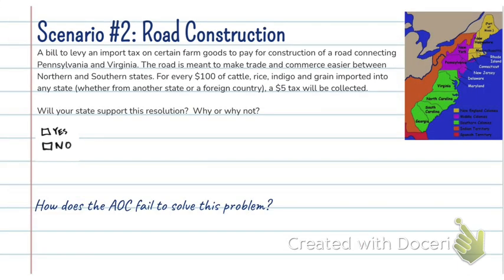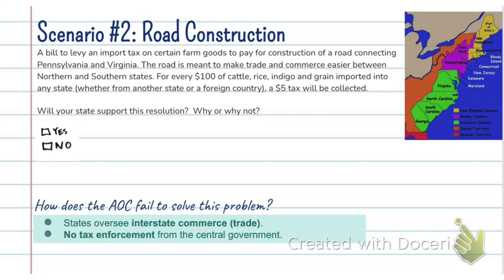All right, so on your handout, how does the Articles of Confederation fail to solve this problem? 2 ways. States were allowed to oversee trade. So that road that is used for trade, now they're not. Now the government oversees the highway system and the trade that goes on within it. During the Articles, the states could control that. And also, there was no tax enforcement. So a lot of you probably voted no because you think you're still going to use the road, just not pay for it. How many of you have that as your rationale? Like, they can't make me. So, exactly, right?